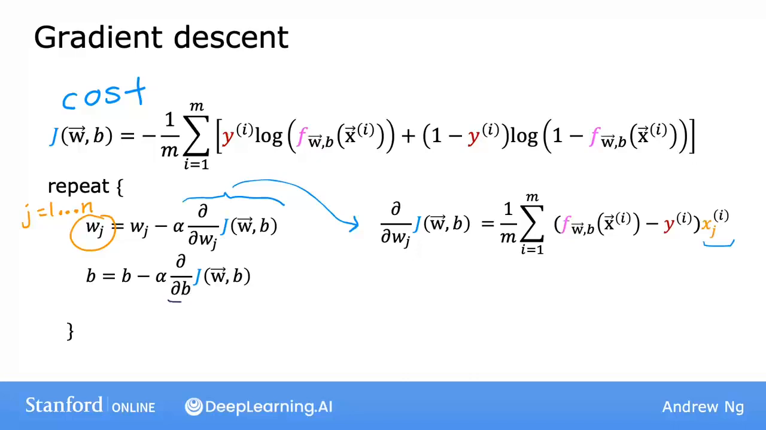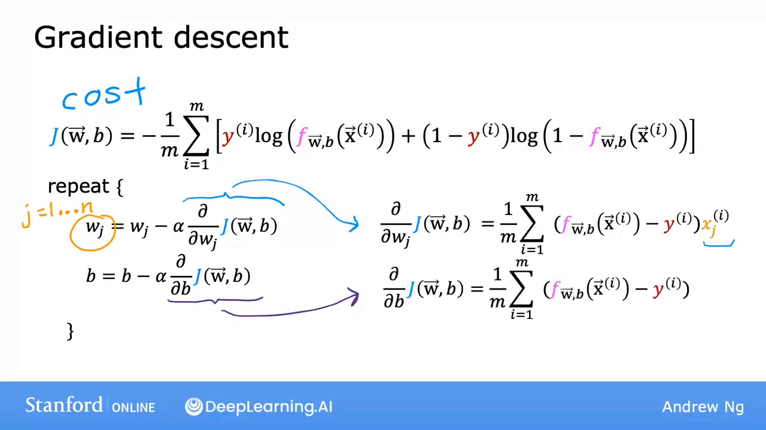Now, let's also look at the derivative of J with respect to the parameter b. It turns out to be this expression over here, and it's quite similar to the expression above, except that it is not multiplied by this x superscript i subscript j at the end. So, just as a reminder, similar to what you saw for linear regression, the way to carry out these updates is to use simultaneous updates, meaning that you would first compute the right-hand side for all of these updates, and then simultaneously overwrite all the values on the left at the same time.